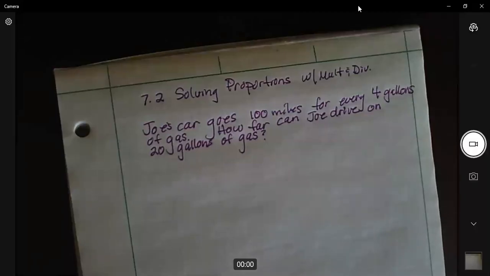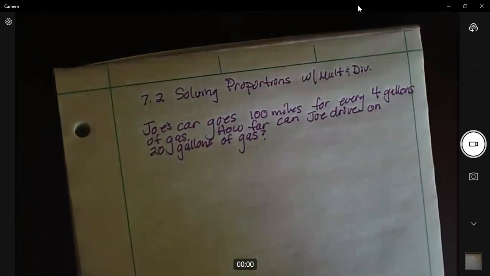Okay, so section 7.2 is talking about solving proportions using multiplication and division. What you need to remember here is this is a middle level, like grade 6, probably 7. So students know how to multiply and divide, hopefully, because you've taught them well. So here we're working out some rate problems or some kind of proportional problem, okay?